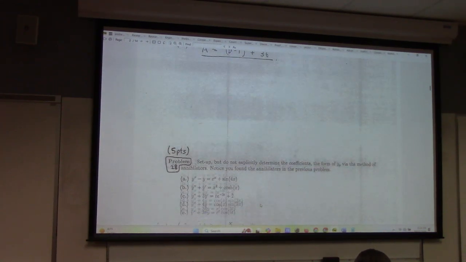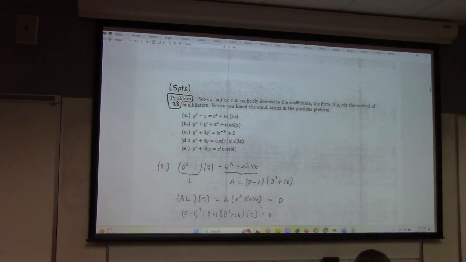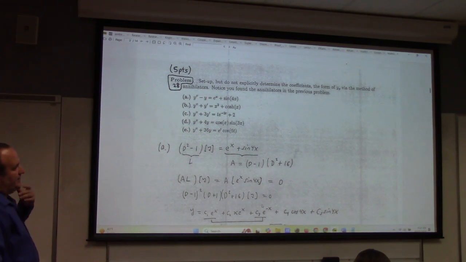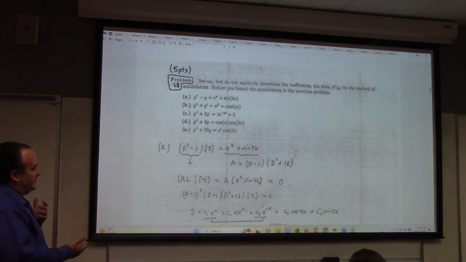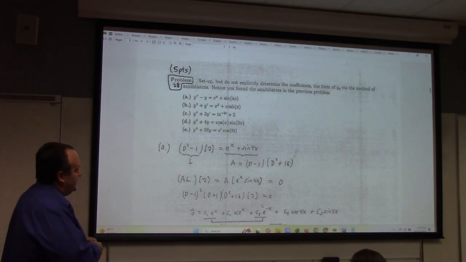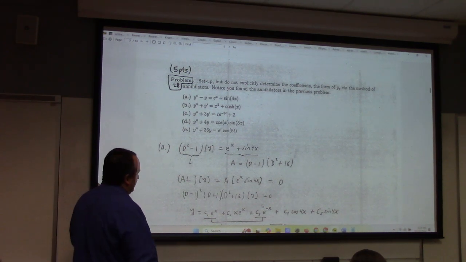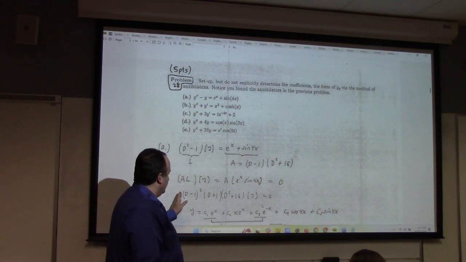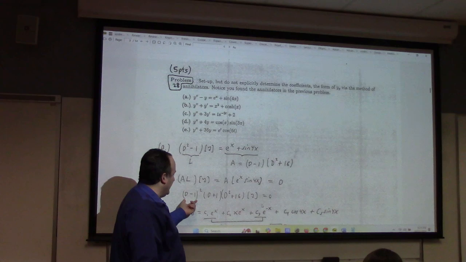Let's see here. So another one I'll talk about. The next problem is built off the previous one. Now I say set up, but do not explicitly determine the coefficients of the form of y_p by the method of annihilators. So basically I just use what I did in the last problem, annihilate both sides. It gives me this.